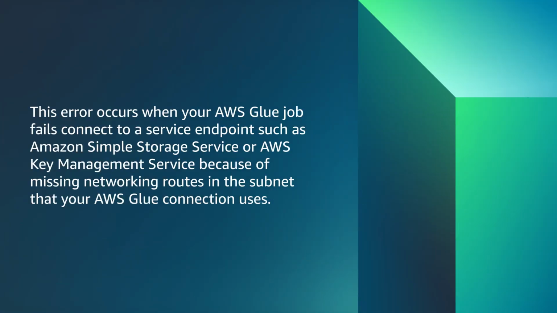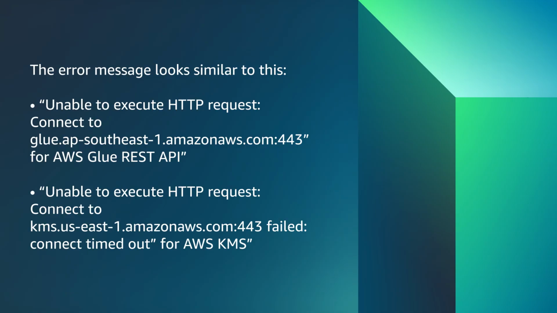This error occurs when your AWS Glue job fails to connect to a service endpoint such as Amazon Simple Storage Service or AWS Key Management Service because of missing network routes in the subnet that your AWS Glue connection uses. The error message looks similar to this.